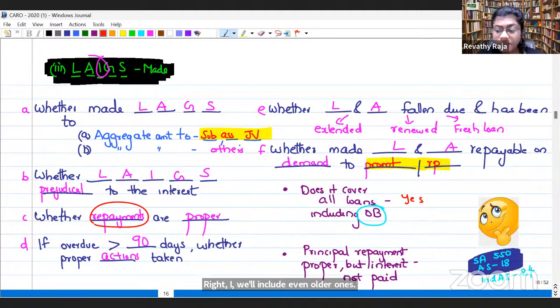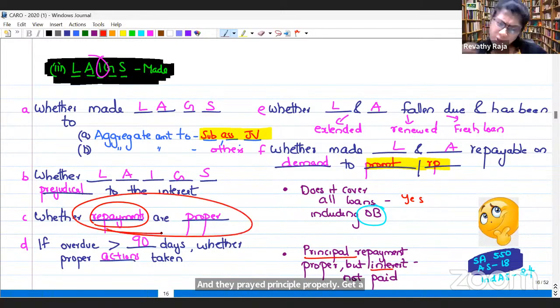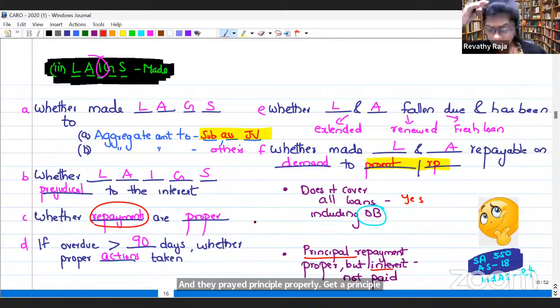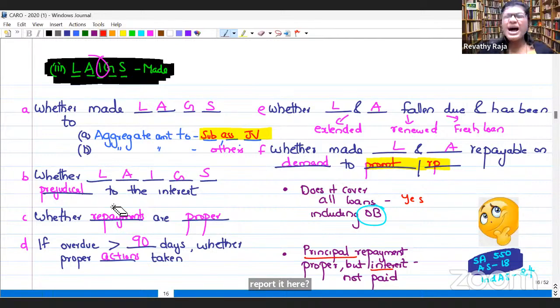Rahul, all others okay? And they paid principal properly, but interest they did not pay. Do you need to report it here? The principal they paid, only the interest part is pending. It's sad, they are poor. No, come on, leave it. No, you should not. It should also be reported.